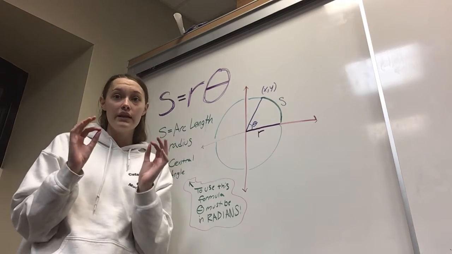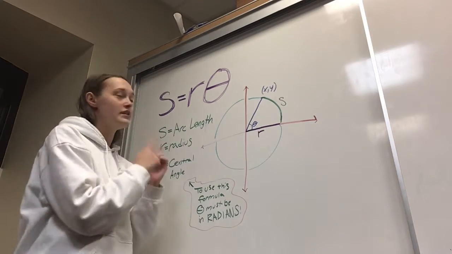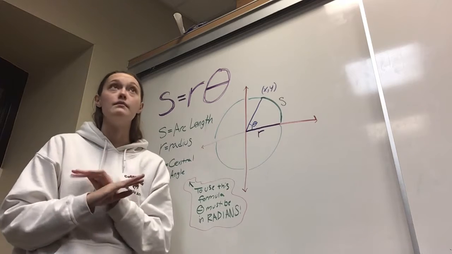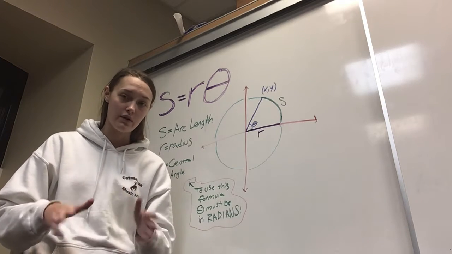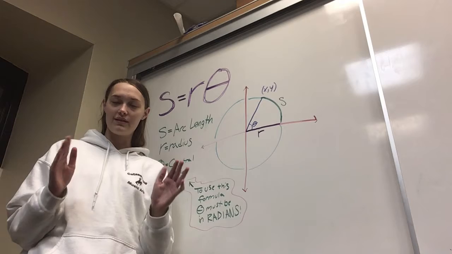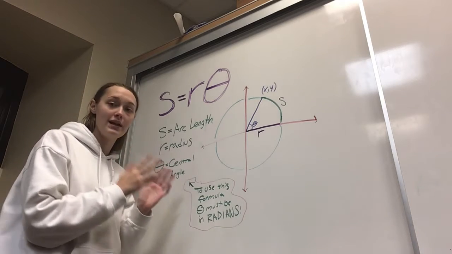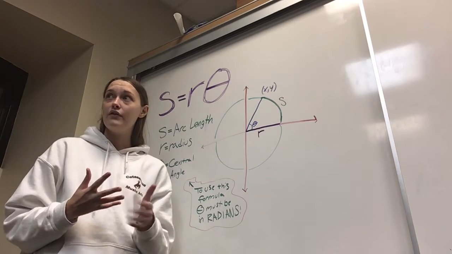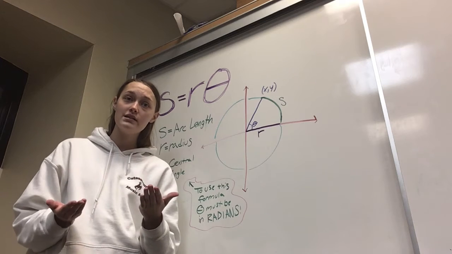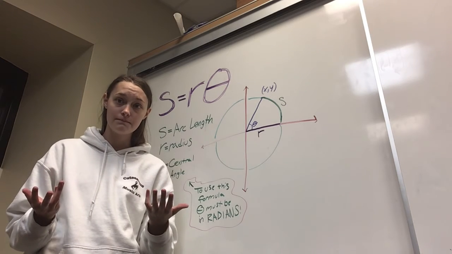But here's the kicker. Theta for this equation has to be in radians. It must be in radians or it does not work. This equation will not work with theta in degrees. So theta must be in radians. So if you're in degrees, you have to change it to radians using pi over 180.